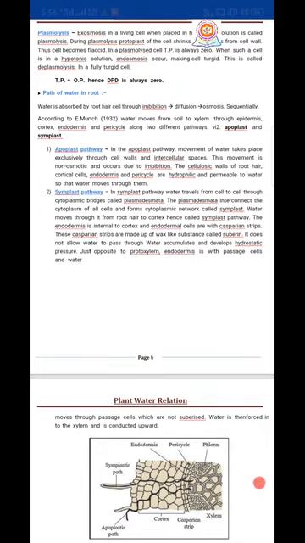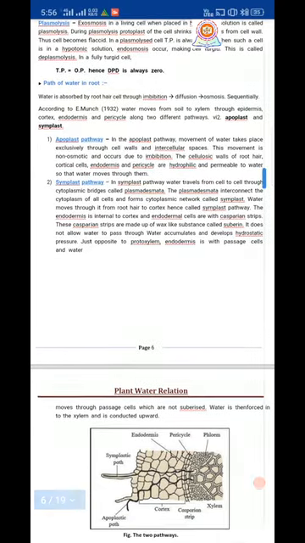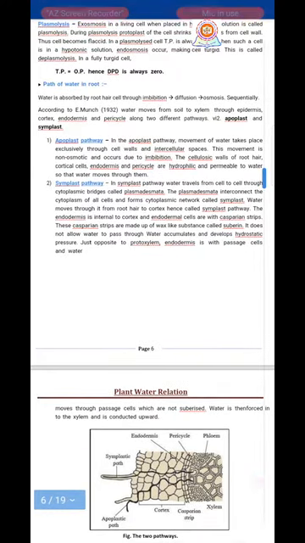Now we can discuss the apoplast pathway. In the apoplast pathway, movement of water takes place exclusively through cell walls and intercellular spaces. This movement is non-osmotic and occurs due to imbibition.